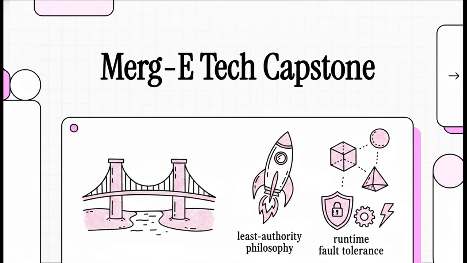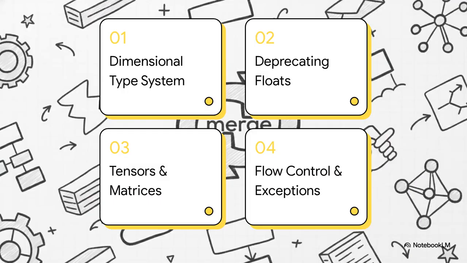extensions. Now, if you've been with us for the first 5 parts, you know this entire domain-specific language is built on a very strict least authority philosophy. Today, we are looking at how that exact philosophy scales up to handle heavy mathematics and runtime fault tolerance. For our agenda today, we're capping off our journey by looking at parts 20 through 23 of the spec, dimensional type systems, deprecating standard floats, tensors and matrix literals, and finally, flow control and exceptions.